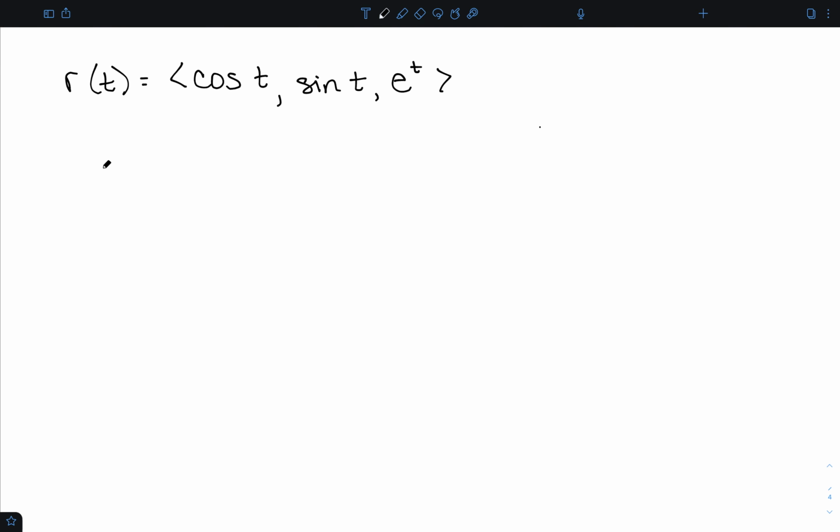As our first example, let's consider r of t equal to cosine t, sine t, e to the t. So for my derivative, r prime, I take the derivative of individual pieces. The derivative of cosine is negative sine. The derivative of sine is cosine. And the derivative of e to the t is e to the t. So now I have the derivative of my vector.